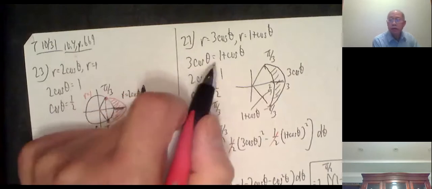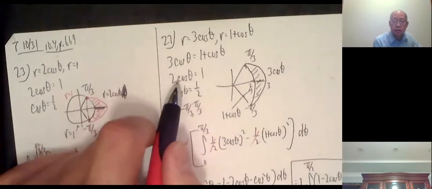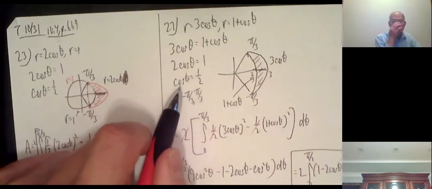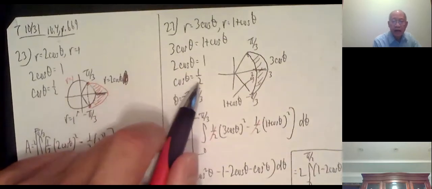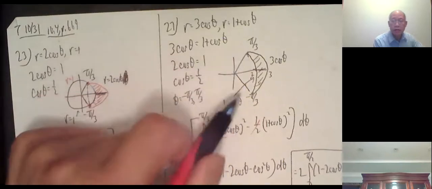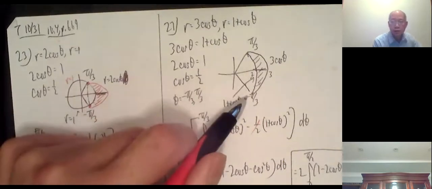3 cosine theta equals 1 plus cosine theta. Subtract cosine theta. 2 cosine theta equals 1. Divide by 2. Cosine of theta is a half. X coordinate is a half. Okay, that's at 60 degrees and negative 60 degrees. So negative pi over 3, pi over 3.